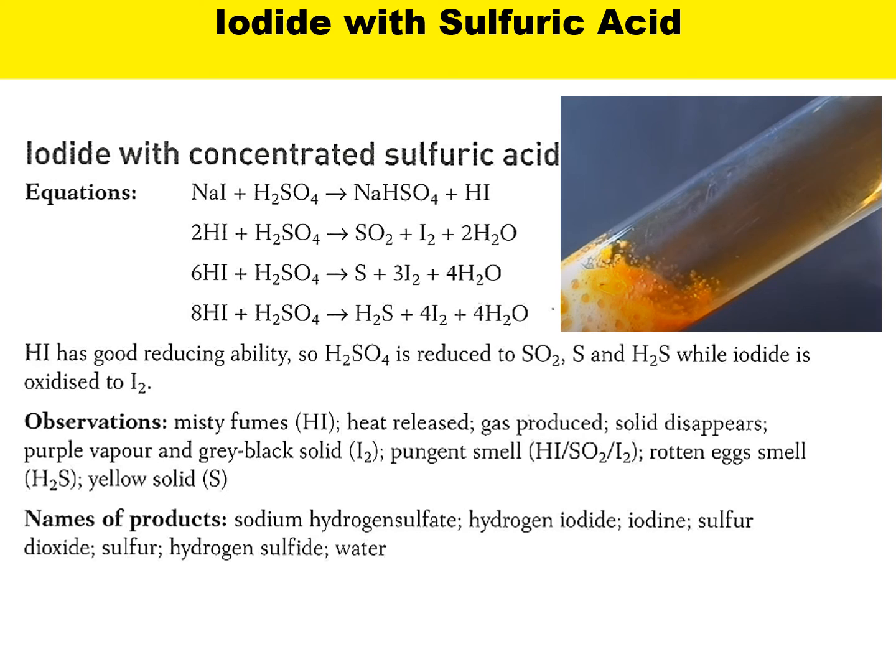When we move on, the iodide is a good reducing agent and is easily oxidized. It reduces the sulfur in sulfuric acid from +6 to +4 in sulfur dioxide, to 0 in sulfur, and to -2 in hydrogen sulfide. Again, you're going to need to know these equations, the observations, and the names of the products. This reaction has a rotten egg smell because we're producing hydrogen sulfide.